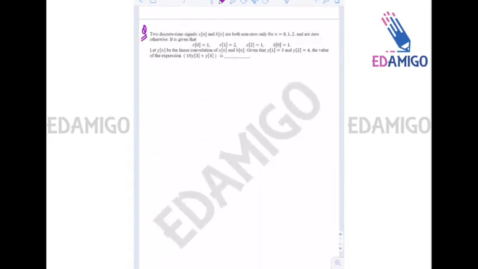Now let's move to another question. Here two signals, x[n] and h[n], are given to us, and both are non-zero only for n equals 0, 1 and 2, and are 0 otherwise. Values of x[n] are given, h[0] is also given, y[n] is the output, that is the convolution of the two signals, y[1] is given, y[2] is given, and we have to find this.